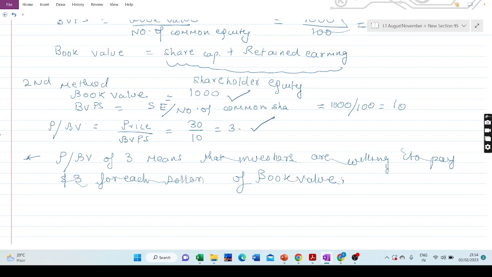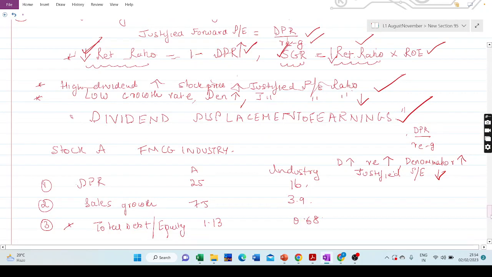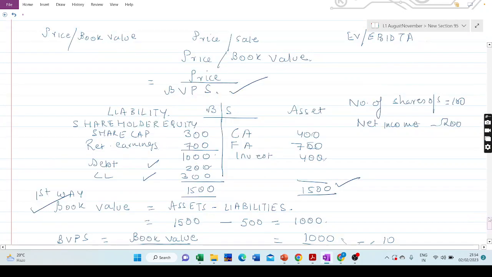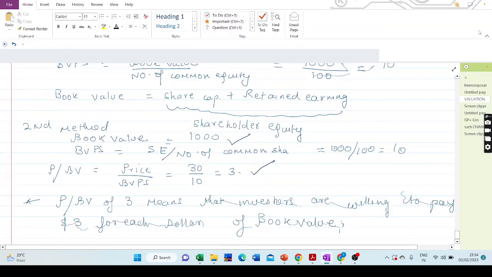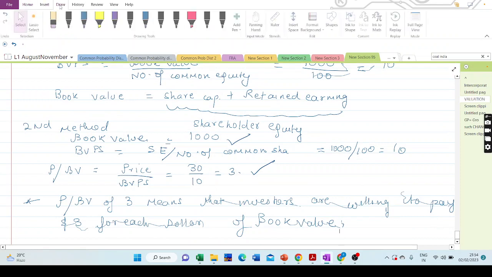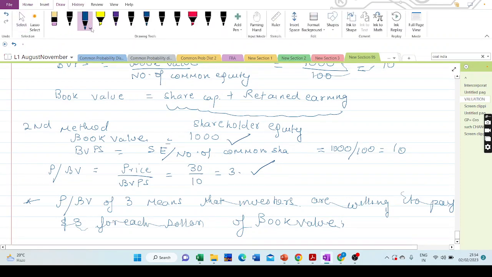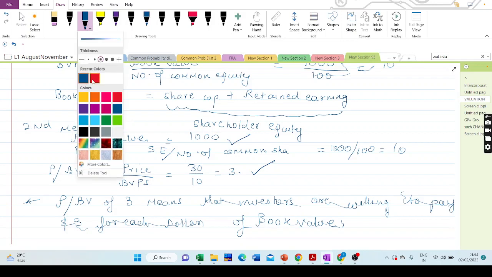Okay, guys, now look at this balance sheet and tell me how we will calculate ROE. You have your net income, right? And you have your shareholder equity, right? So your ROE is basically your net income by shareholder equity. Please write this down. ROE is equal to net income by shareholder equity.